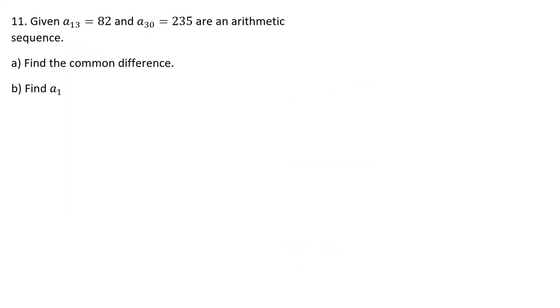All right, last problem, one of our review questions from the last test. We have ourselves a sequence. They tell us it's arithmetic. They give us two different terms, and they want us to find the common difference. So once again, you're basically using the slope formula. You're taking your two term values, 235 minus 82.